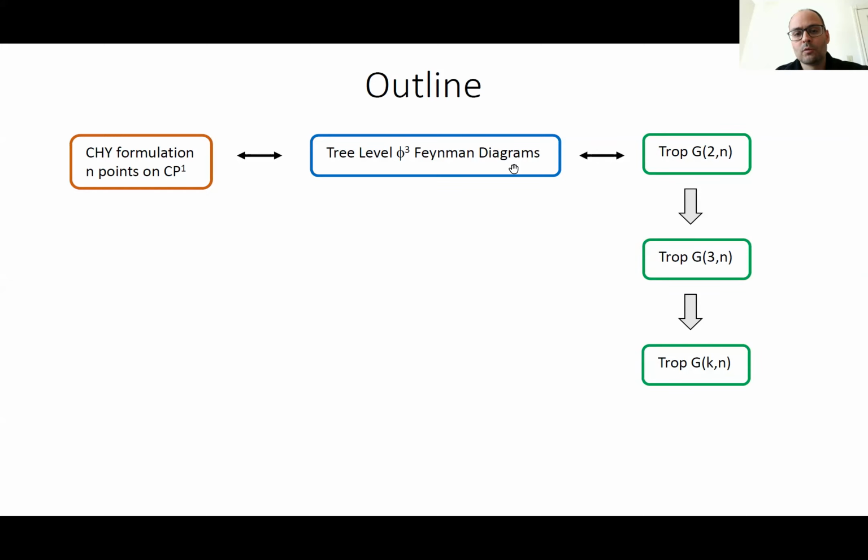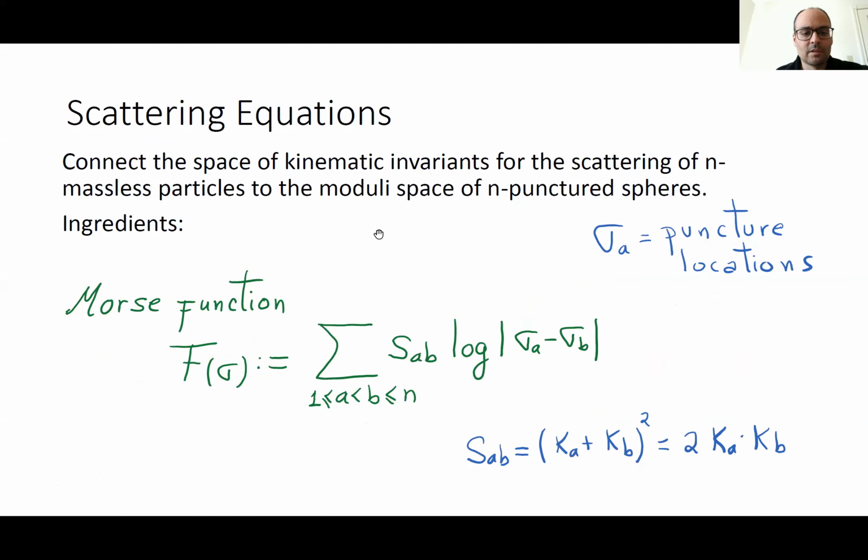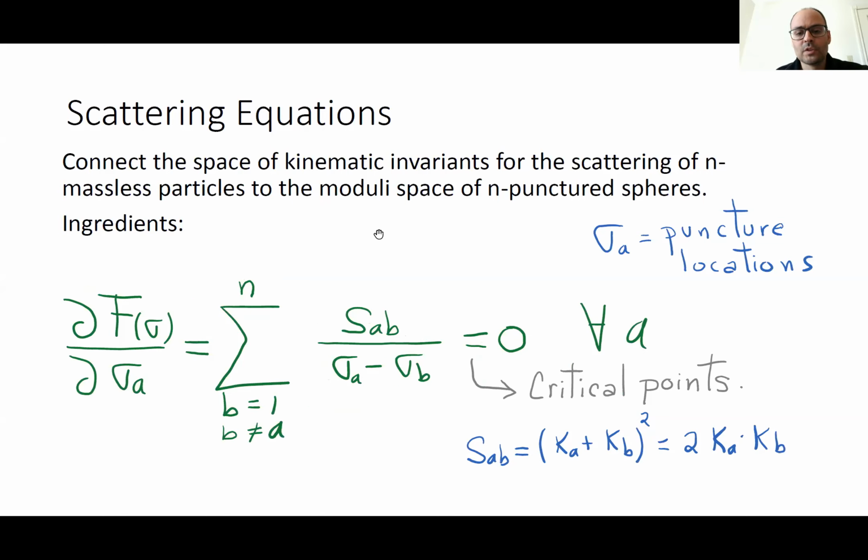Well, that brings us back to our outline. So we have defined this connection and asked the relevant question. But before we go down in this direction, let's move to the CHY formulation, where we can get perhaps some insights. Now, the CHY formulation starts with the scattering equations, which connect the space of kinematic invariants for the scattering of M particles to the moduli space of M-punctured spheres. And this proceeds by the definition of a Morse function on that moduli space. And the scattering equations are nothing but the conditions for finding the critical points of such a Morse function.